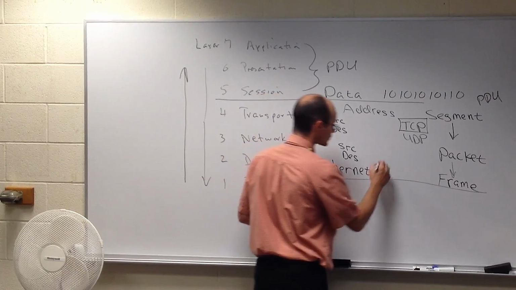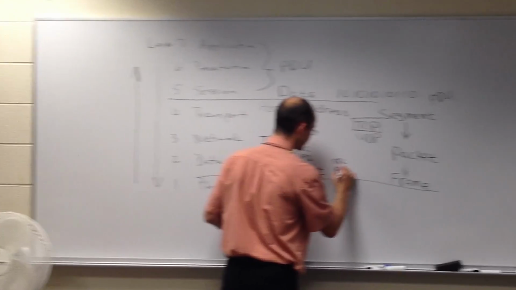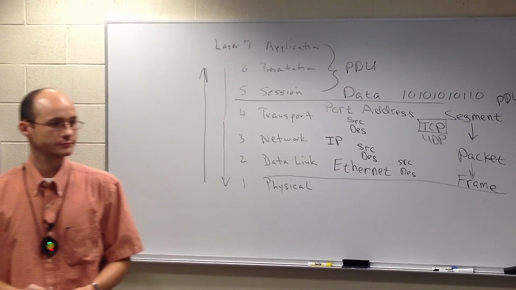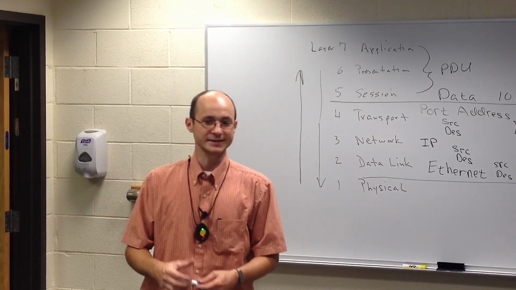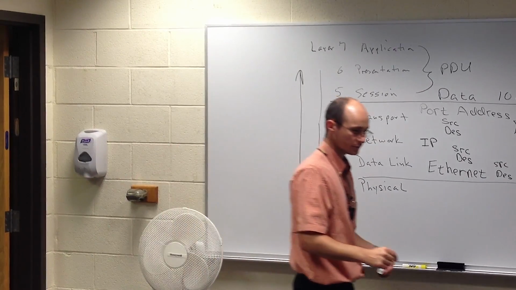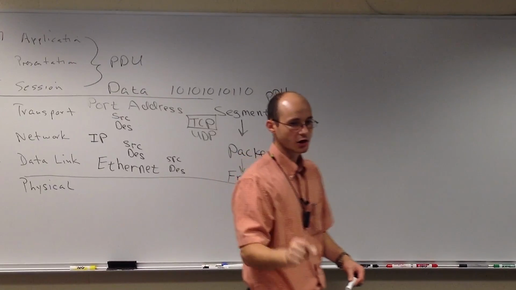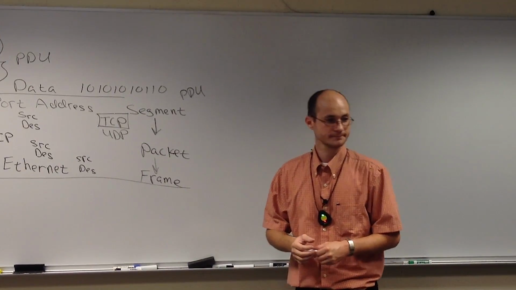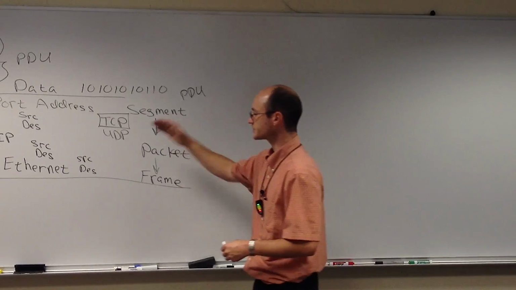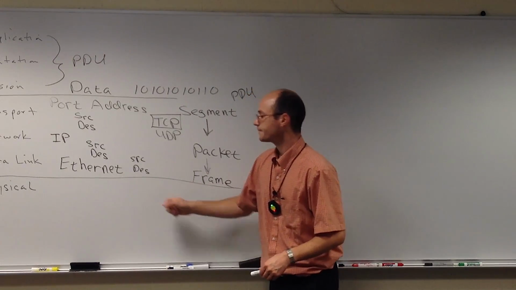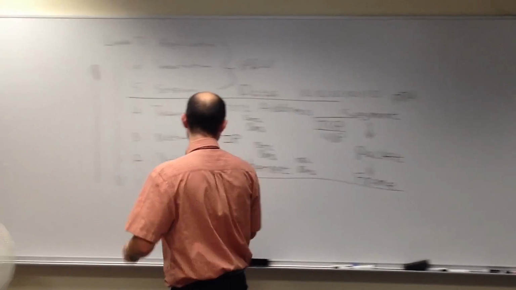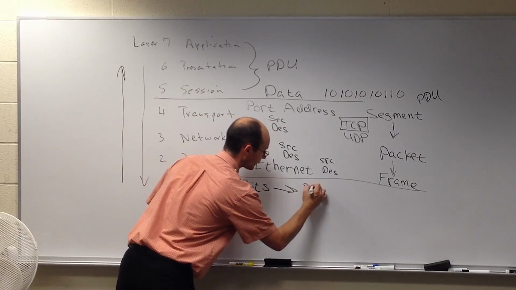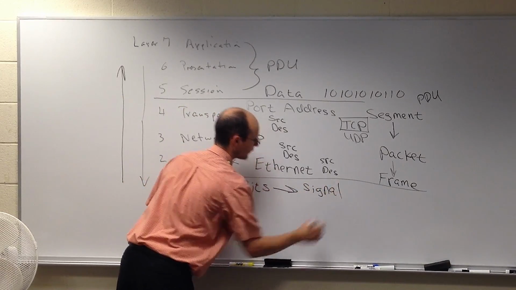Ethernet has source and destination addresses, but they're physical. That means the company that made that interface card burned an address into that card that you cannot change. We'll get more into the difference between physical and logical. All right. Physical just takes those bits and produces a signal to carry them.